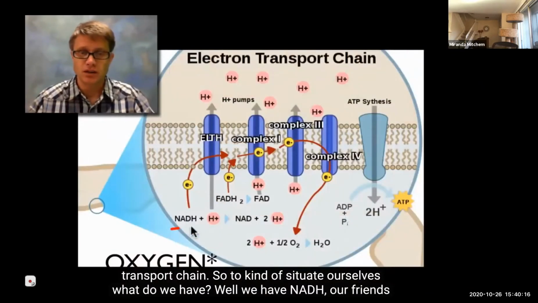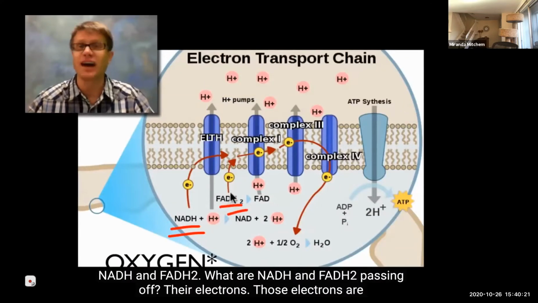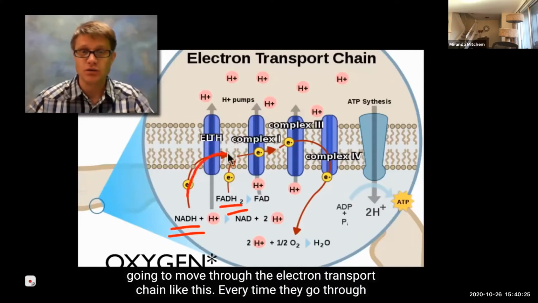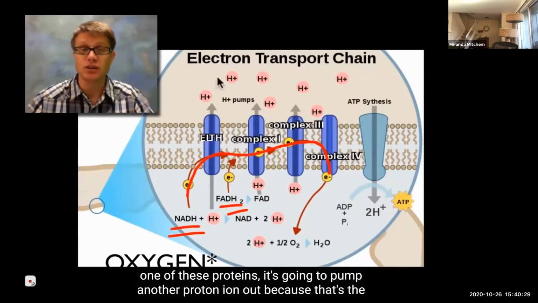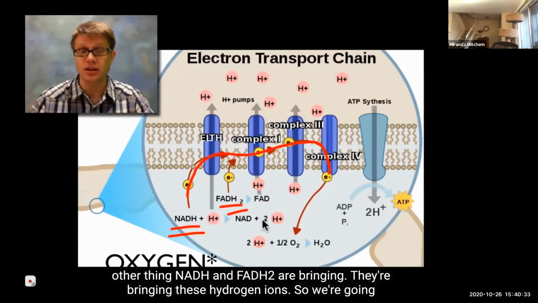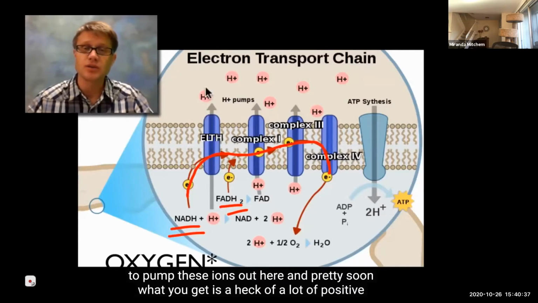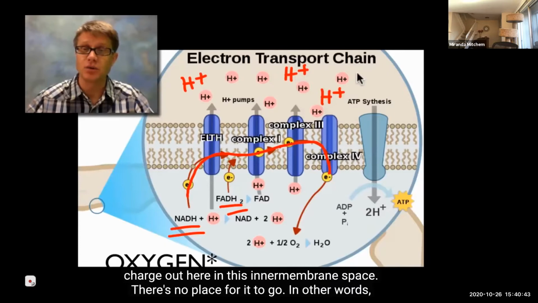So kind of to situate ourselves, what do we have? Well, we have NAD, our friends NAD and FAD. What are NAD and FAD passing off? They're electrons. Those electrons are going to move through the electron transport chain like this. Every time they go through one of these proteins, it's going to pump another proton ion out, because that's the other thing that NAD and FAD are bringing. They're bringing these hydrogen ions. So we're going to pump these ions out here, and pretty soon what you get is a heck of a lot of positive charge out here in this inner membrane space. There's no place for it to go.